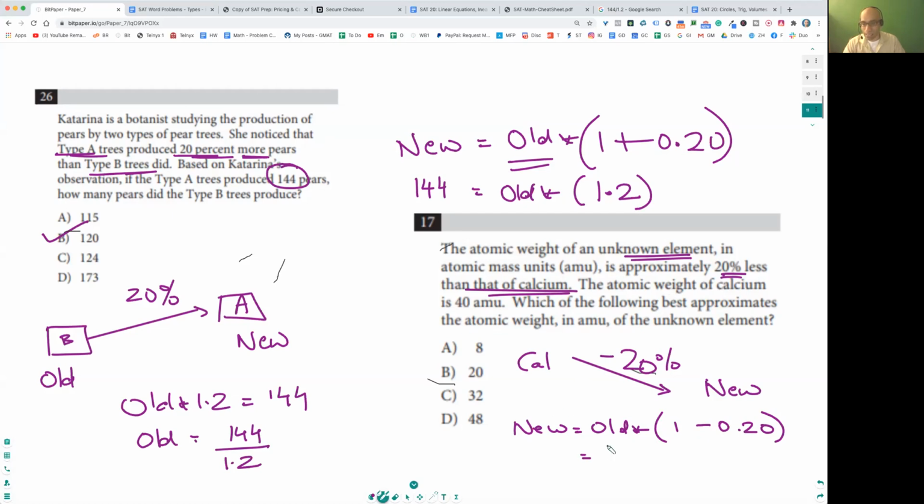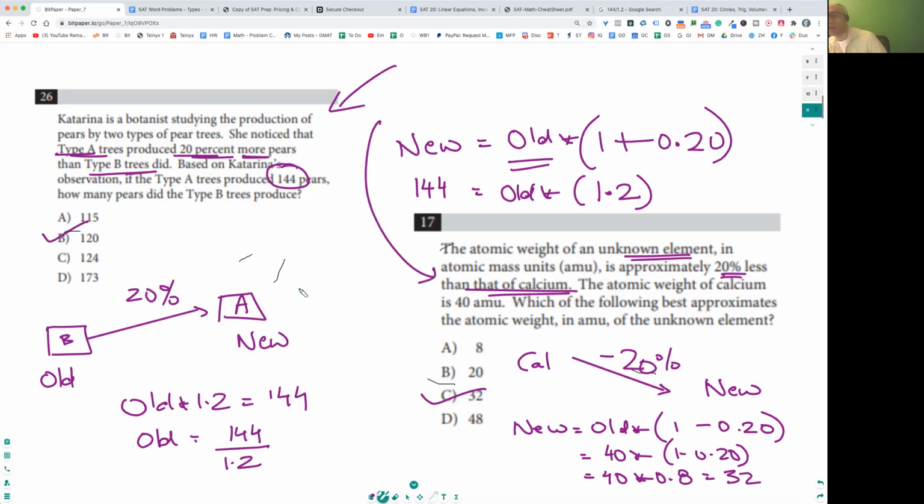This time it was easy actually. It's 40 times 1 minus 0.2. I didn't realize it was that easy. So it's 40 times 0.8, which is 32. So you got this answer easily. Well done on this. And remember, this is the harder problem. Sometimes you get these easier problems as well, so be careful what is asked.